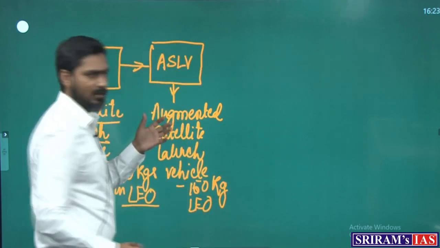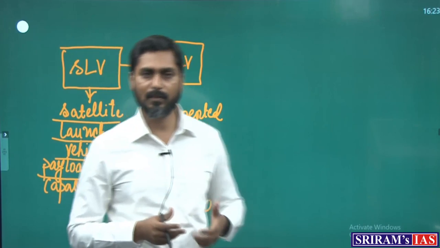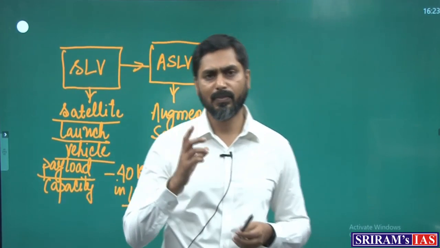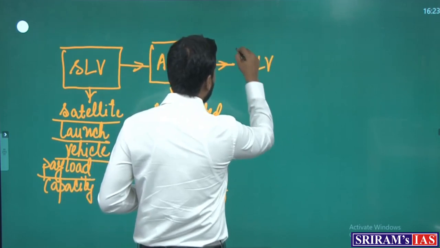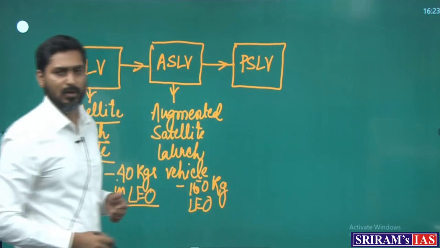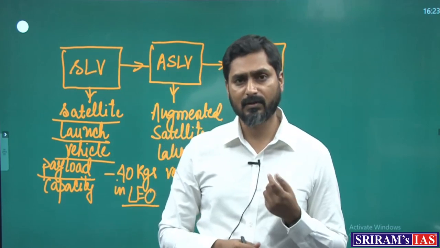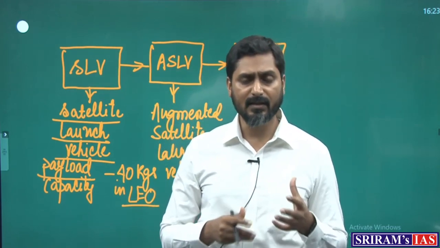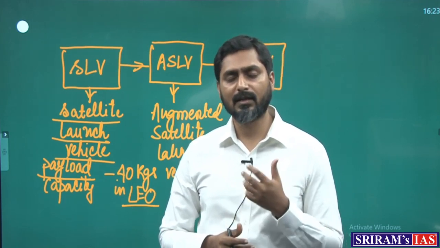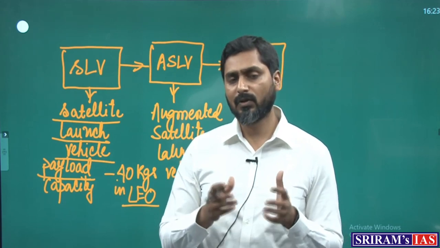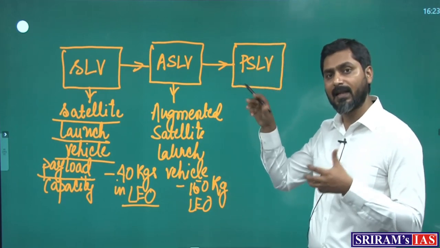This started in the 1980s, but again the need was felt that we need more payload capacity. So India started developing PSLV, or Polar Satellite Launch Vehicle. ISRO conducted the first successful flight in 1994, and since then it has become the workhorse of ISRO. It has sent more than 200 foreign satellites and more than 50 Indian satellites. The uniqueness about PSLV is that it was the first launch vehicle of India to use liquid engines.